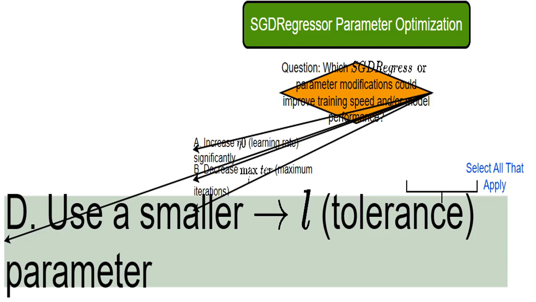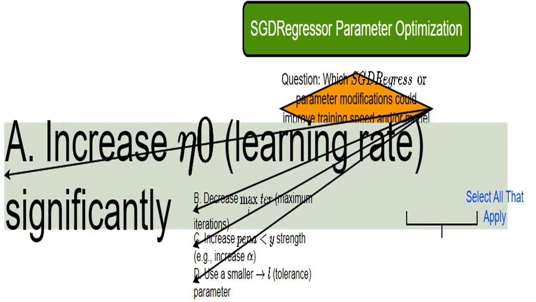A smaller tolerance means the algorithm will keep going until it's incredibly close to the best solution, leading to better accuracy but potentially slightly longer training. Think of it like polishing a gem. A lower tolerance means more polishing, better results, but more time. This affects the number of training cycles.